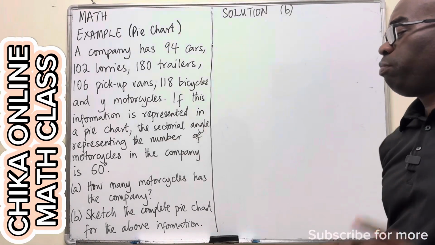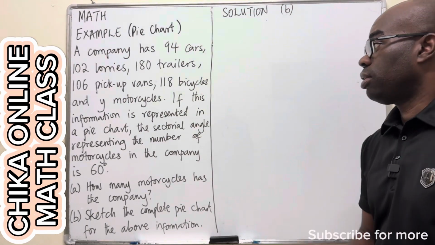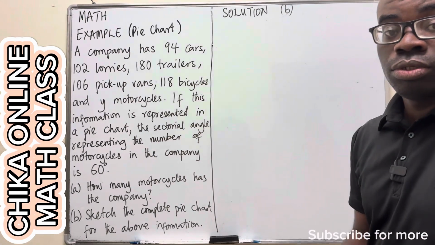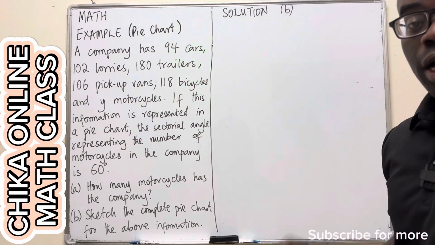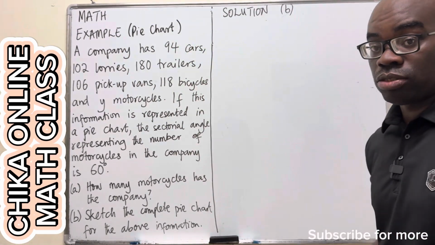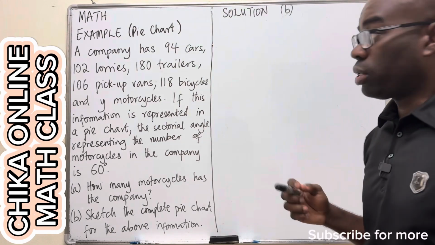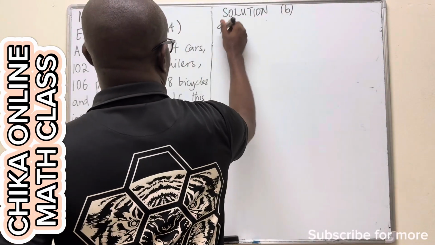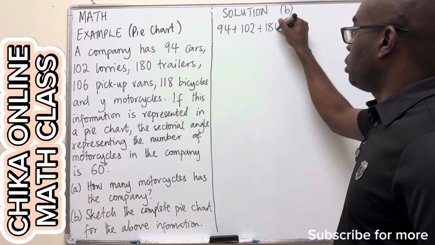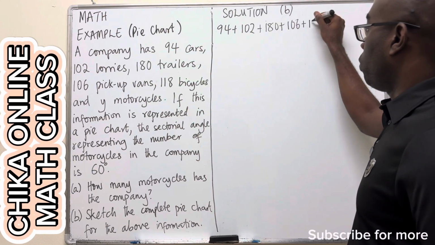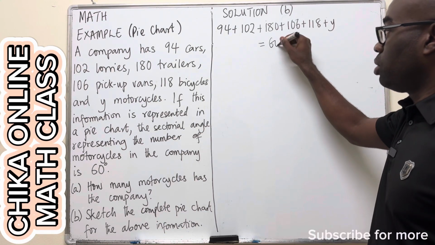To be able to solve part B, we have to calculate all the angles representing cars, lorries, trailers, pickup vans, and bicycles. Then, together with the 60 degrees representing the motorcycles, we will have our angles so that we can plot the complete pie chart. We'll start by getting the sum of all the vehicles. 94 plus 102 plus 180 plus 106 plus 118 plus y is equal to, as we added before, 600 plus y.